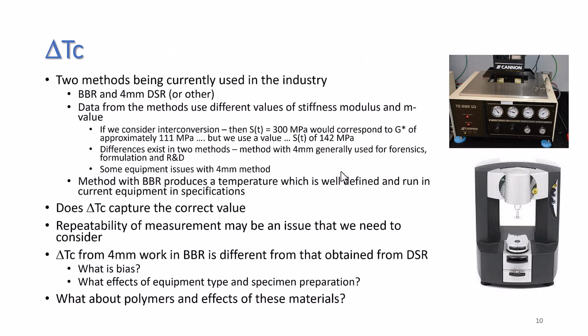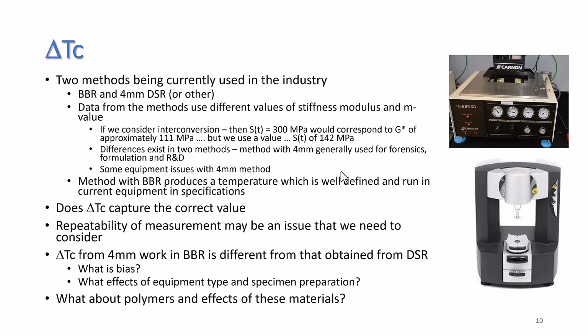So let's talk about these parameters, and I'm going to go through these one at a time. First one here is delta TC. Two methods are currently being used in the industry: bending beam rheometer and 4mm DSR. Now, if we look at the data from the DSR, the suggestion is that we should use a different value of stiffness, maybe somewhere around 142. If we did our interconversion, we would get 111.